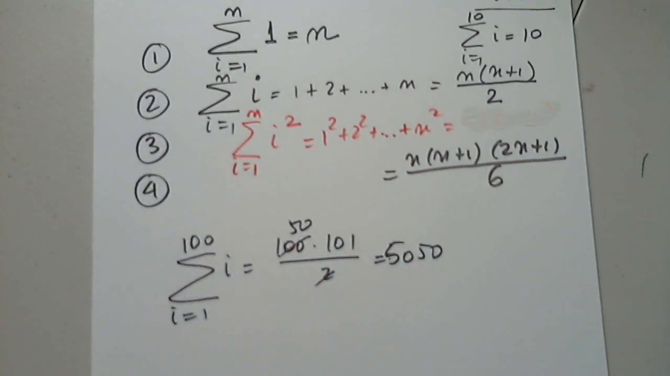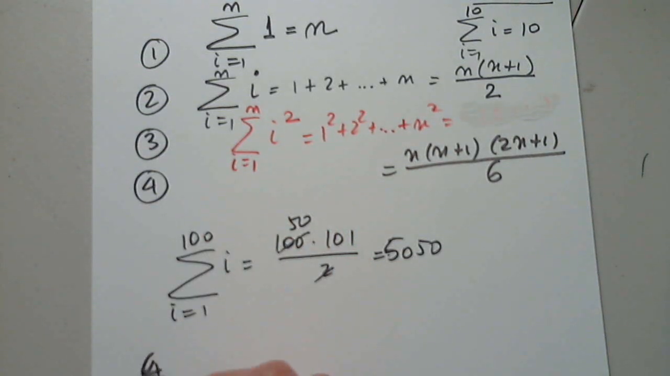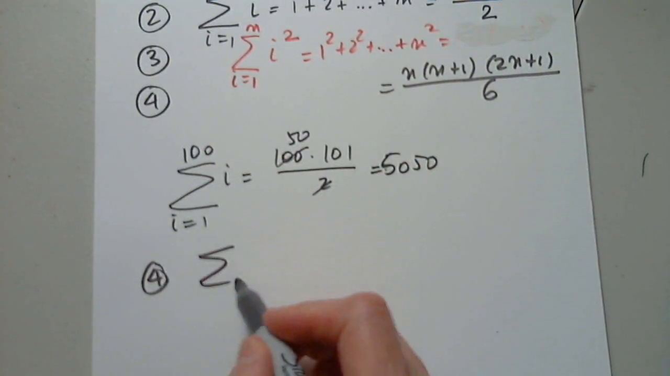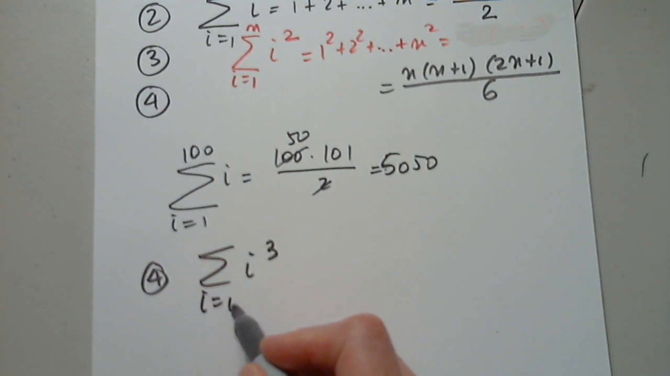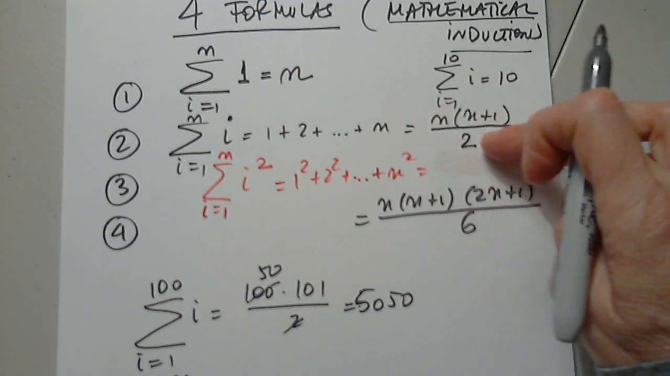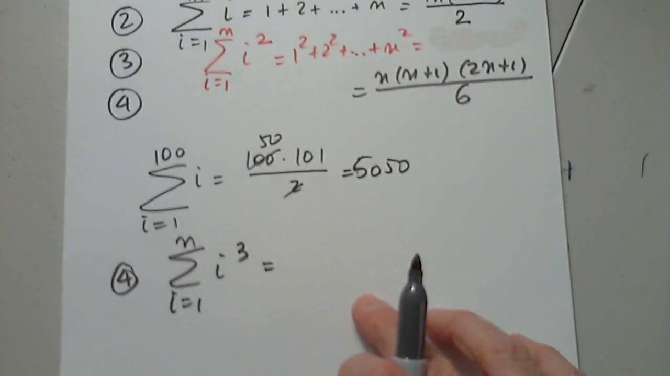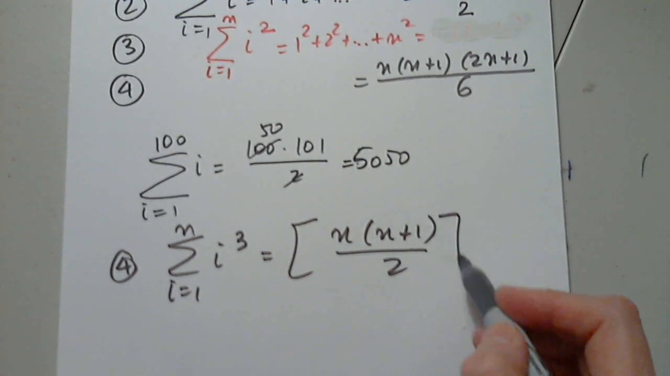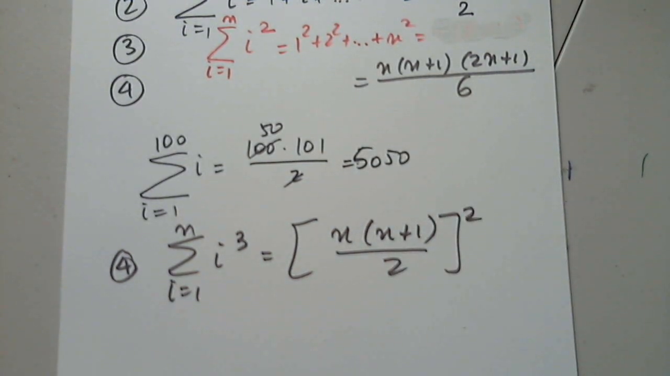And the last one, number 4, I'm going to put it here because I don't have enough room, is the same with i cubed. i cubed from i equals 1 through n. Easy to remember. It's the same thing as the sum of i, but everything squared. So these are 4 formulas that we have to remember, or have it on paper.